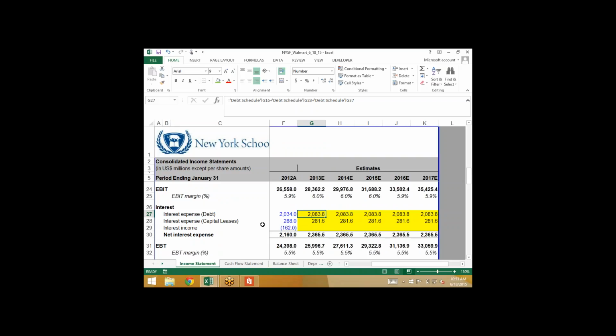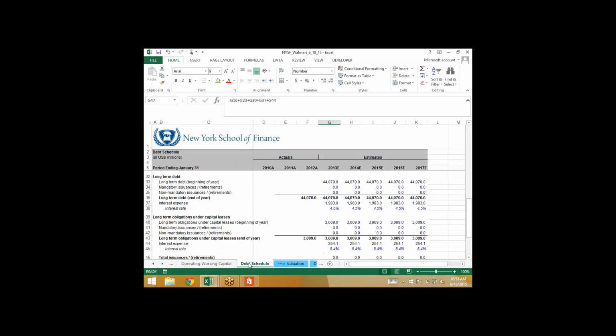Okay, now one thing to notice is things start to get confusing when you start linking the debt schedule in, which is why I recommend doing the debt schedule as the very, very last thing you do, because if you're doing a debt schedule and your model isn't balancing, this adds a whole different degree of complexity.